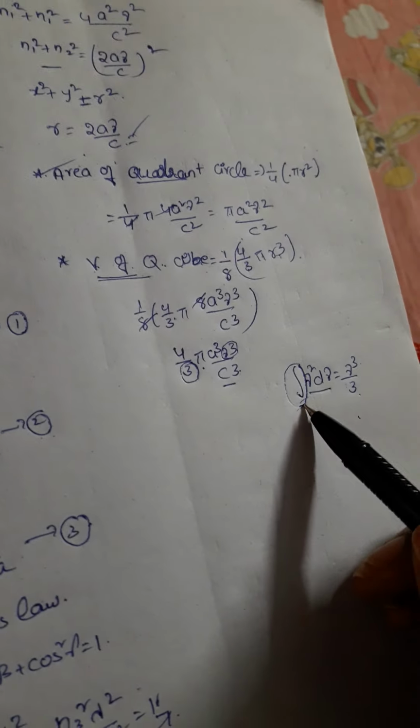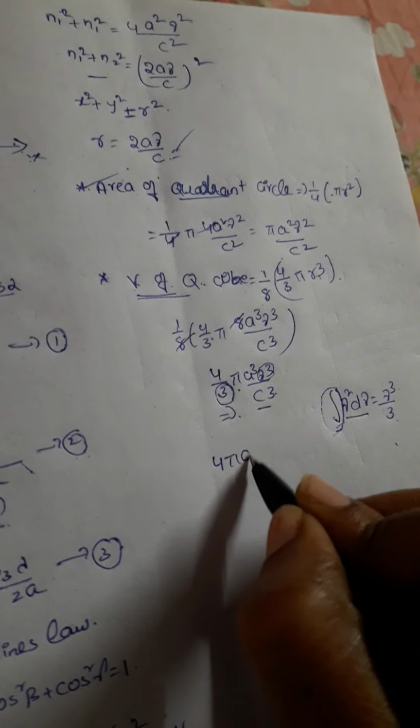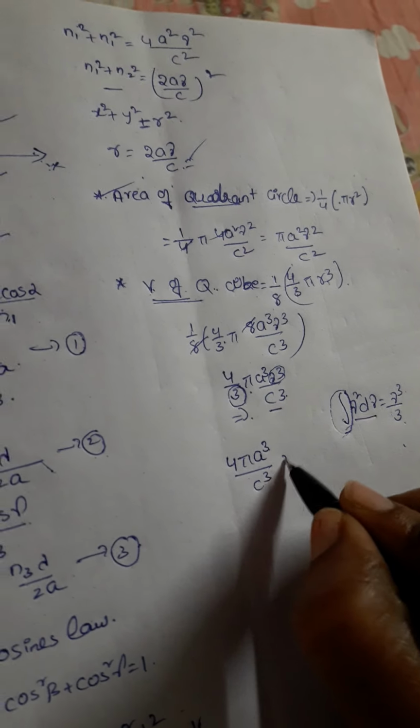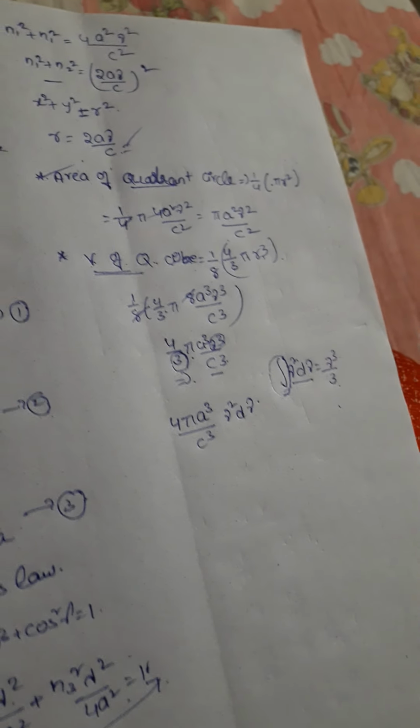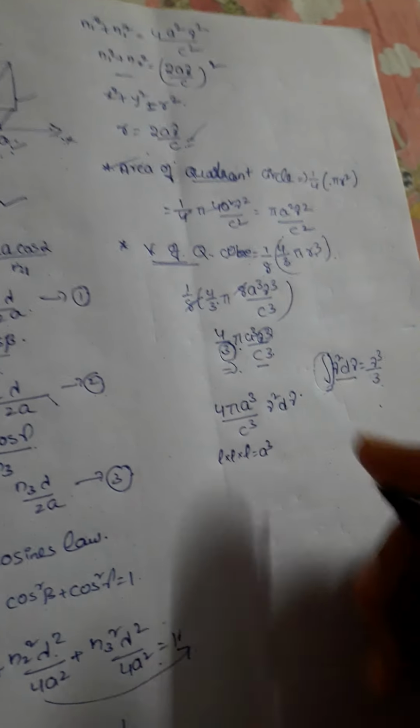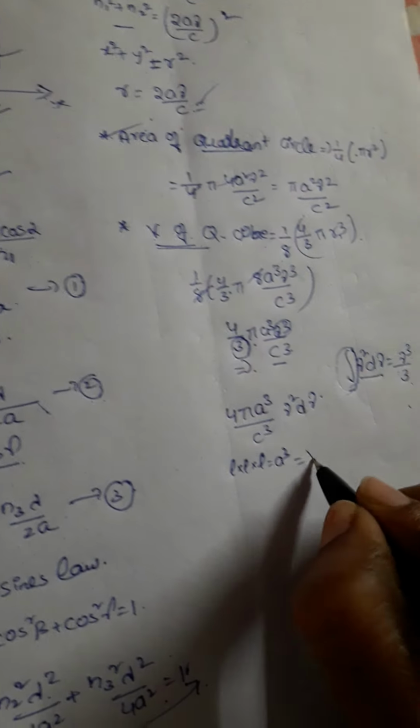So this one, how to write? 4πa³ by c³, then μ² into dμ. Okay, this is the volume of the quadrant. Next, already we know length into length into length equals a³. Why? Because the three lengths give a³. This is nothing but the volume V. Volume V equals a³. Take this value and substitute here. Then that is 4πV by c³ μ² dμ.